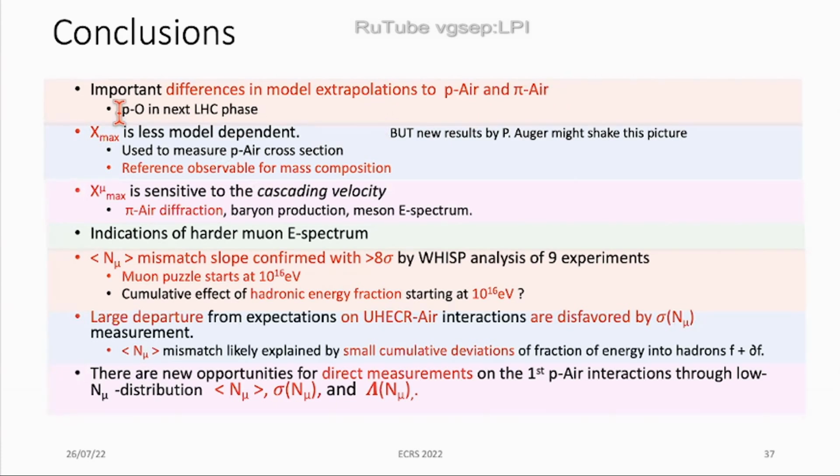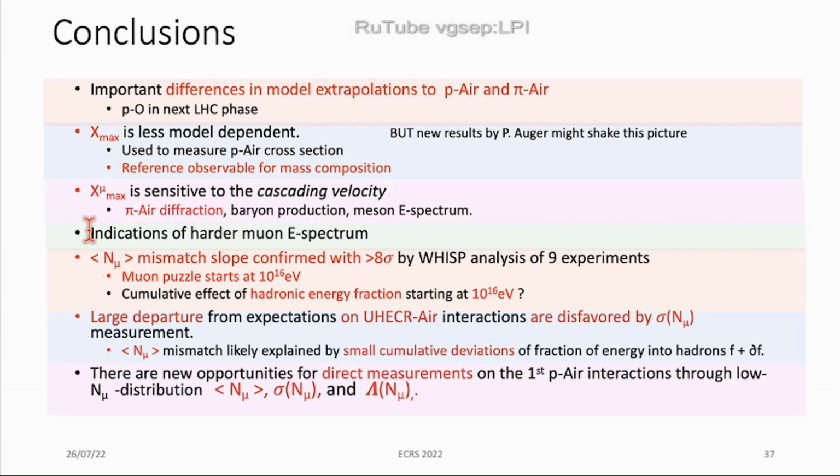and the proton oxygen would be important in the next LHC measurements. Xmax is the least model dependent of all the observables, is used to measure the proton air cross sections, and is the reference observable for mass composition. So Xmax is sensitive to the hadronic cascading velocity, and among the explanations for the mismatch compared to models there is the pion air diffraction. This is one of the main reasons, and also the baryon productions.